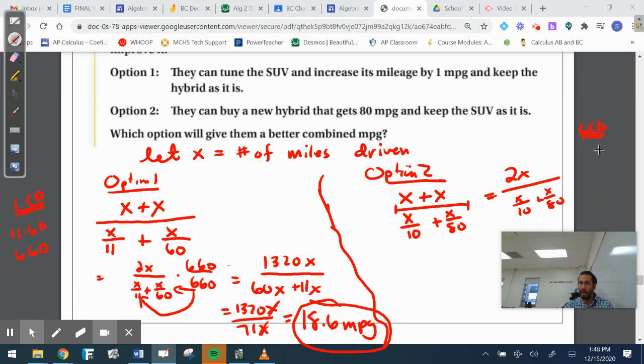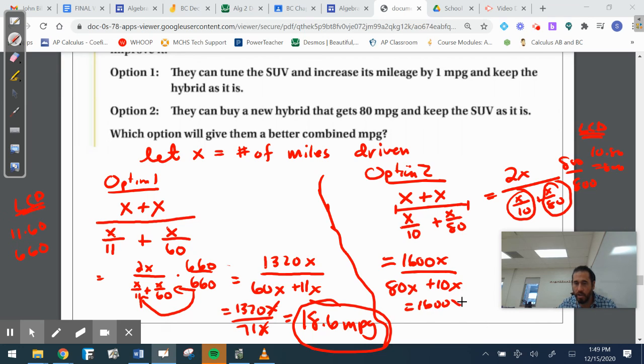All right, so we get 1 times 10 times 80. That's 800, so we're going to multiply everything by 800, the top and everything in the bottom. It gives me 1600x on top. On the bottom, 800 times this gives me 80x, and 800 times this gives me 10x. So that gives me 1600x over 90x. The x's cancel. Oh, snap, I think it's going to be close, class. What do you think? We do 1600 divided by 90? Oh, snap, that's 17.8 miles per gallon.